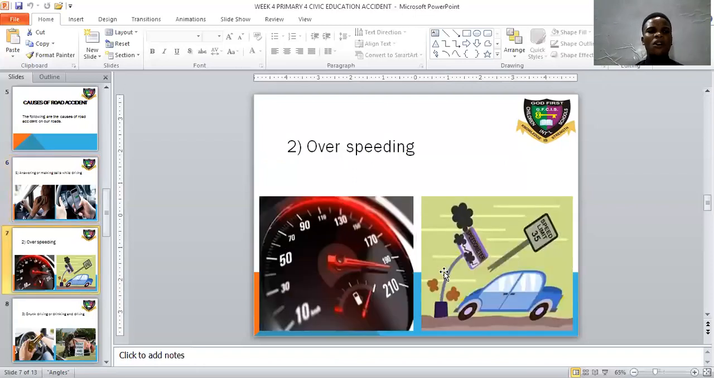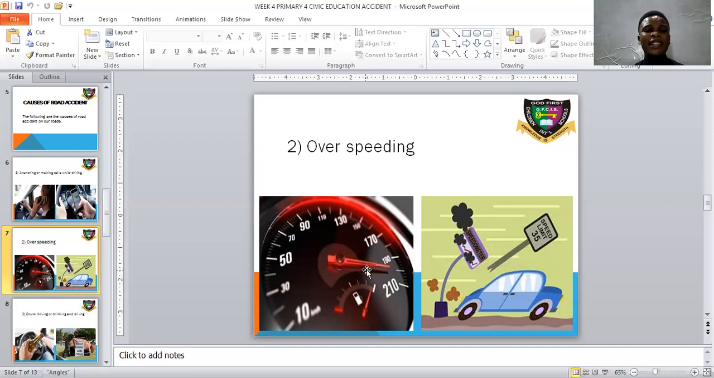Another cause of accident on our road is over speeding. Imagine you are in a car. I told you in the last class, you are in a car, you are seeing the speedometer reading 190. That is a suicide mission. Your dad or your mom is on a suicide mission. I told you that whenever you are in your daddy's car, or your mommy's car, or anybody's car, you should always pay focus on what? On the speedometer. The one that is reading the speed of the car.